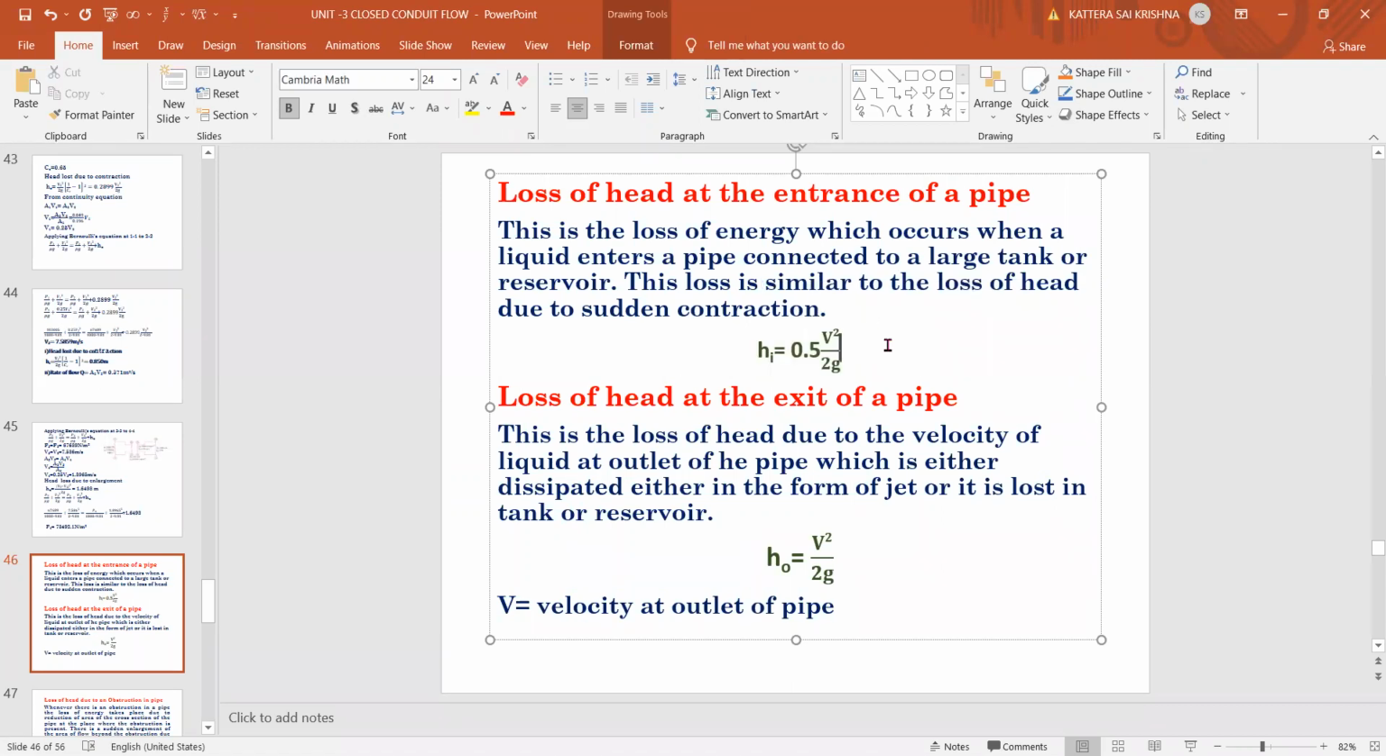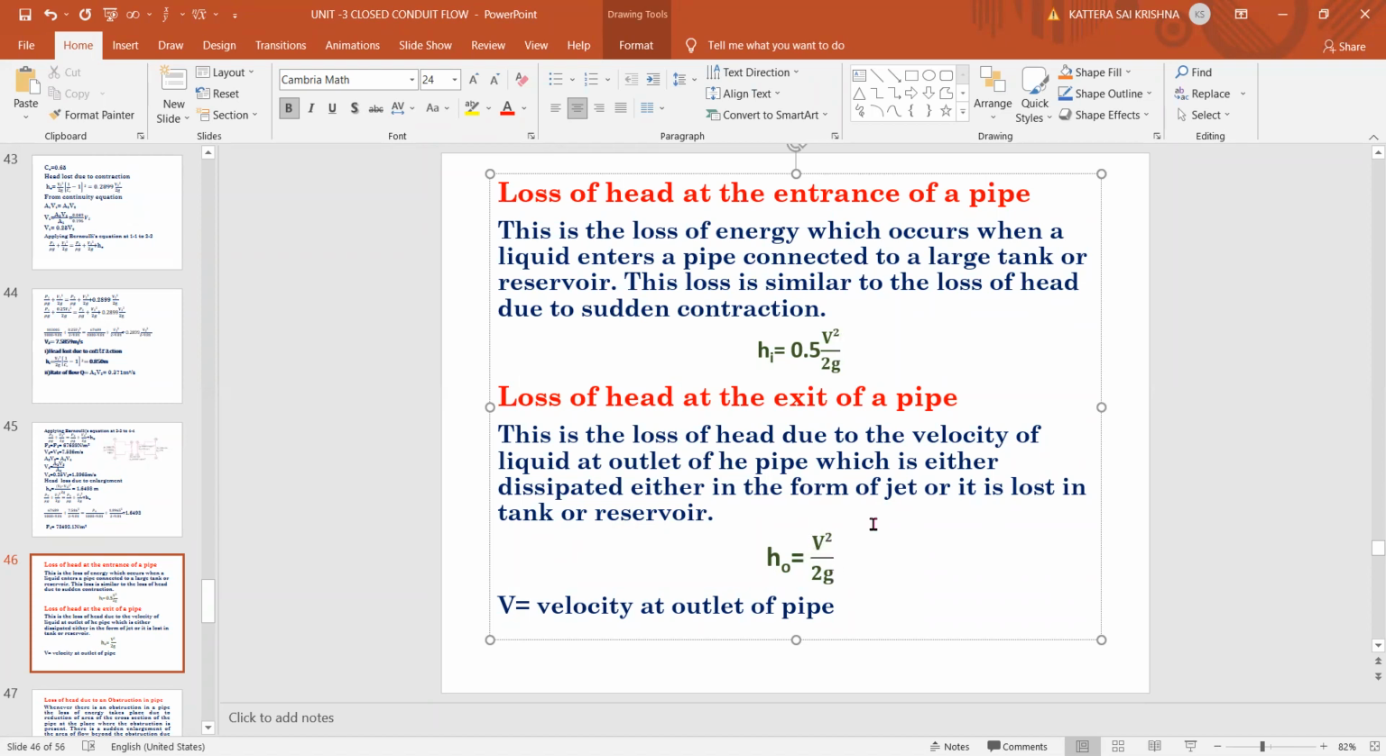If a pipe is connected to a reservoir or a tank, there will be some loss of head at the inlet of the pipe. That formula is given by HI equal to 0.5 V square by 2G. Similarly, at the exit of the pipe, there is loss of head due to the velocity of liquid at the outlet, which is dissipated either in the form of a jet or in one more reservoir if it is connected. If a pipe is connected to another tank, there will be some loss at the exit of the pipe. That exit loss is denoted by H naught equal to V square by 2G.